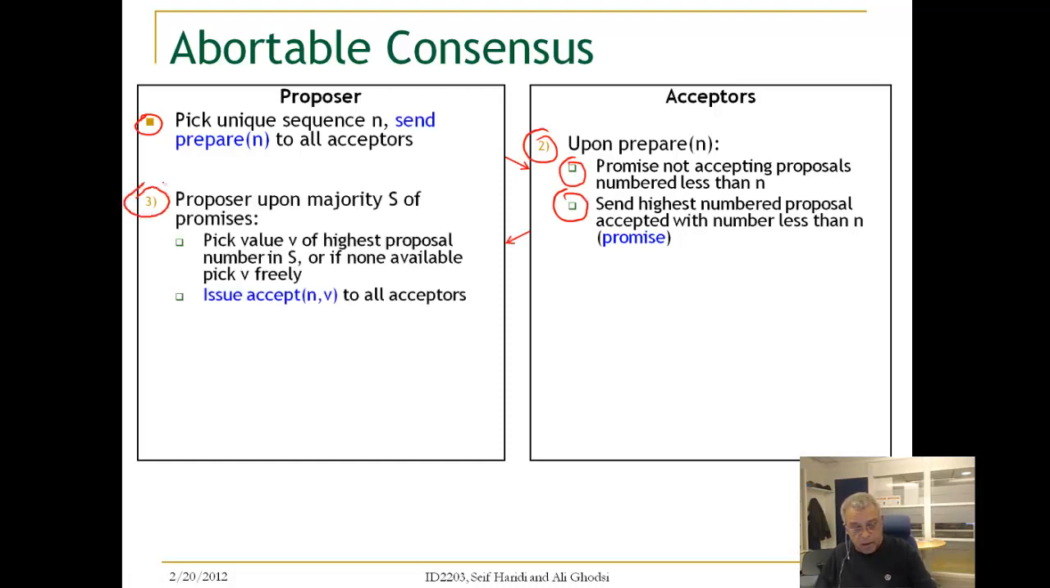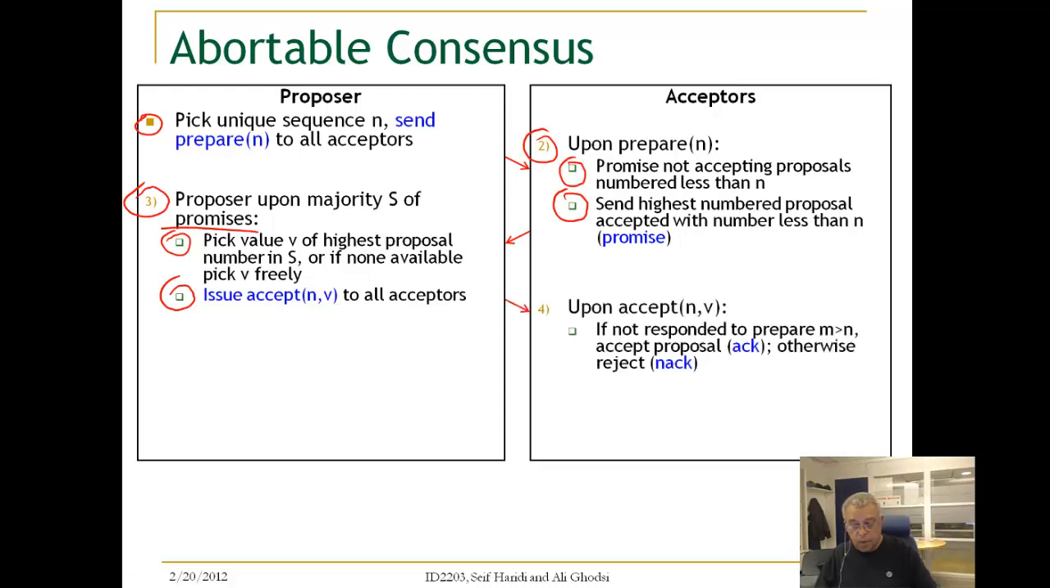A proposer, upon receiving a majority S of promises, will pick the value v of the highest proposal number in S, and if none is available, it will pick freely. That is fine, it means that in this set of acceptors there is no value accepted less than n, and then it will issue an accept n v to all acceptors. So either pick freely if the acceptors didn't accept anything, or pick the highest value.